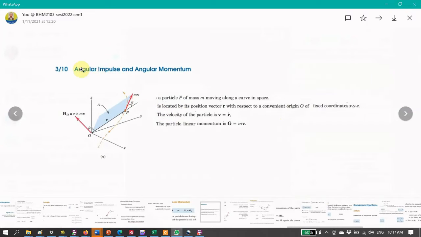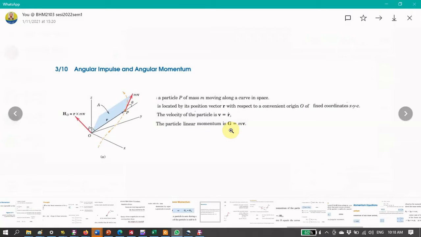The angular impulse and angular momentum, right? So we have seen a linear impulse and a linear momentum. We identify the symbol for linear impulse: we have this force multiplied with a period of time, and then we have the linear momentum given by the variable G, right? Next, we look at the angular impulse and angular momentum.